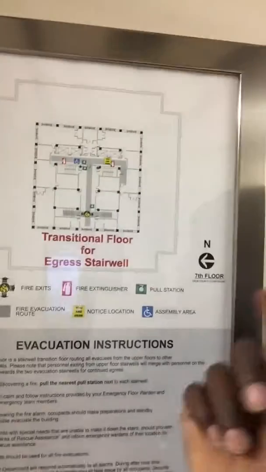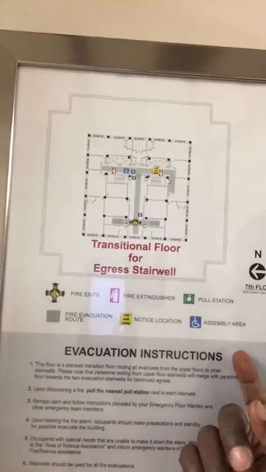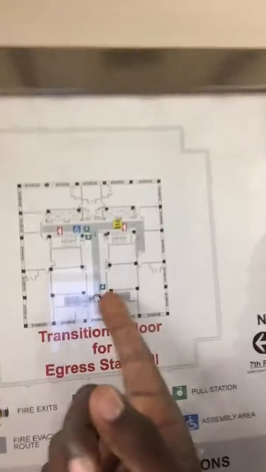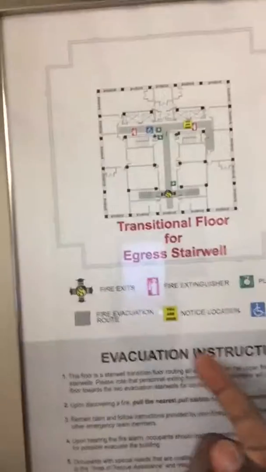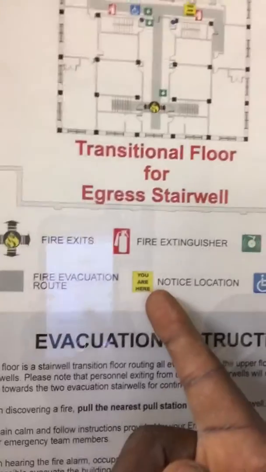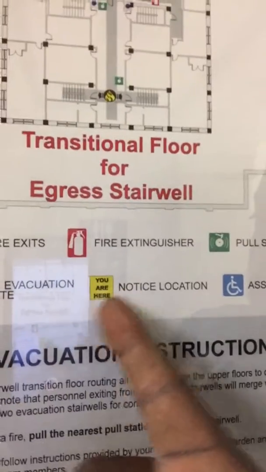Okay, so the next thing you want to do after you find out which direction you're facing is look at the key. This is the key to the map. It'll tell you what every symbol on the actual map stands for, what it represents. So the next thing you want to do is look for the "You Are Here" sign. On this particular map, it's a yellow square with the words written in black, "You Are Here."